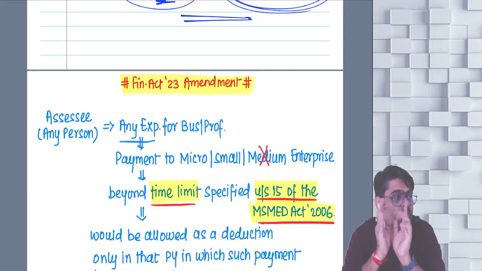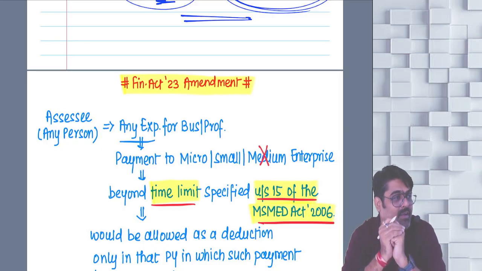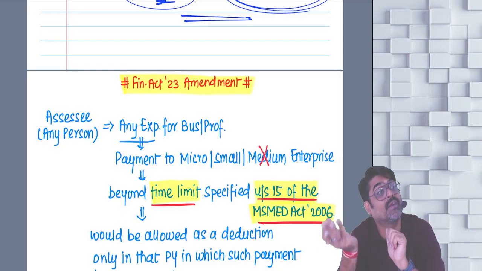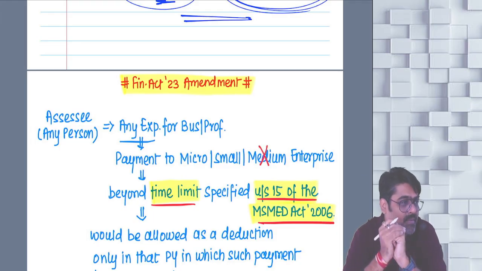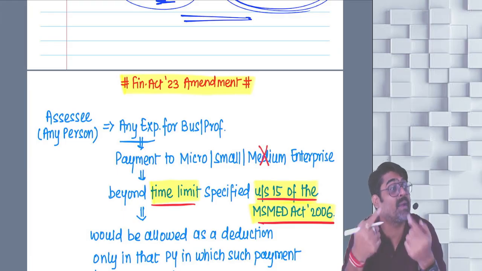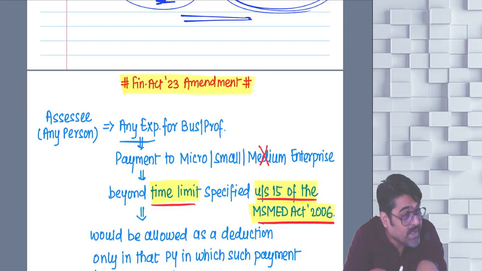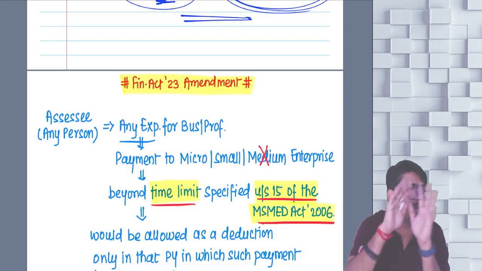So here you are not supposed to miss what? The MSME due date. Which due date? Even if the payment is made prior to due date of filing your ROI, still that payment will be disallowed if the payment was made after the due date of MSME. So if you want to claim the expense as a deduction, make the payment for that expense on or before the due date specified in MSME Act.